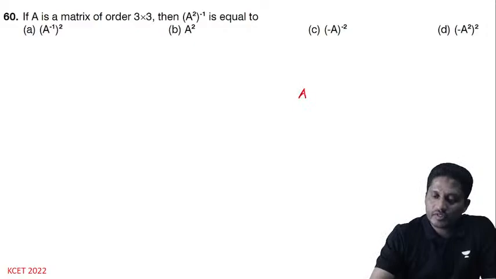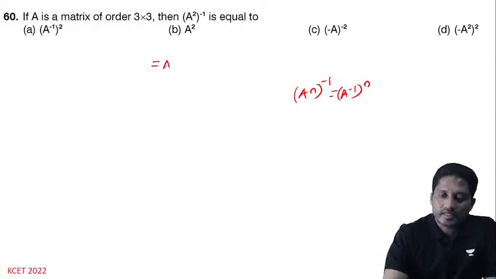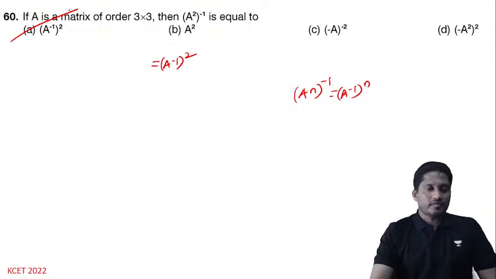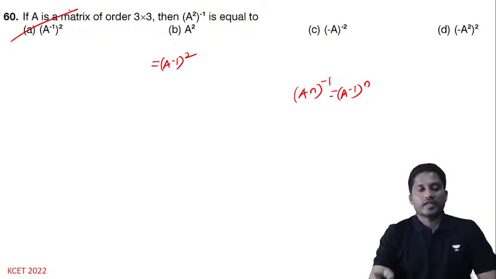Okay, last question, question number 60. See, when you have, suppose, (A square)^n whole inverse, this is the same as A inverse power n. This can be written as A inverse whole square. Answer is option A. So we are done with all from KCET 2014 paper to 2022.